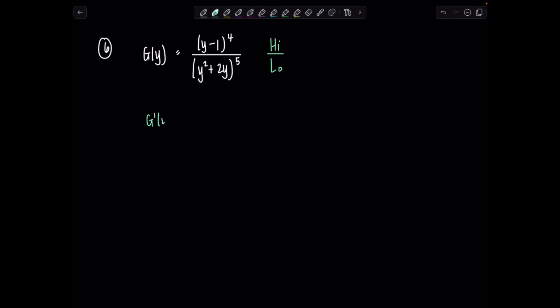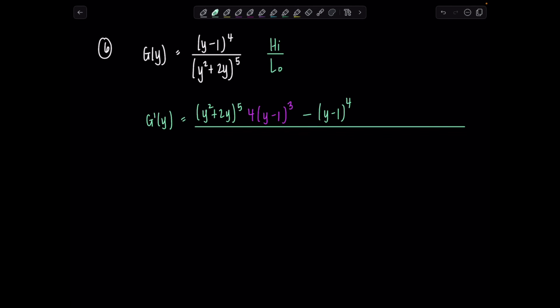G prime of y is going to be low d high, which means the denominator, times the derivative of the numerator. The derivative of the numerator would be 4 times (y minus 1) cubed, that's low d high, minus high, meaning the numerator, leave it alone. D low is the derivative of the denominator, so chain rule time: 5 times (y squared plus 2y) to the 4th, and then the derivative of y squared plus 2y is 2y plus 2. And then you have low, low, or square the bottom, away you go. So (y squared plus 2y) to the 10th.